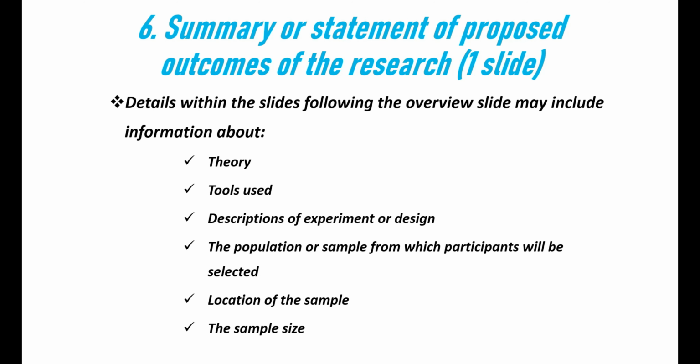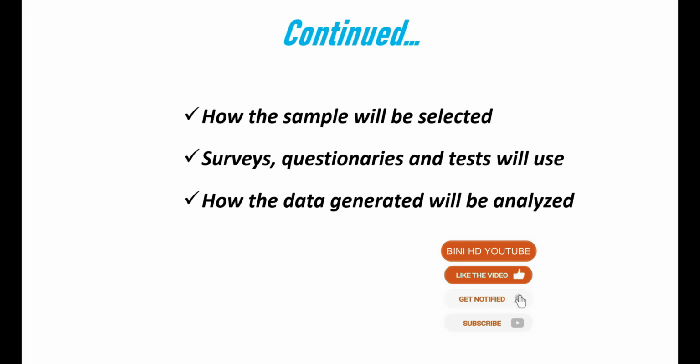Number 6. Summary or statement of proposed outcomes of the research. 1 slide. Details within the slides following the overview slide may include information about theory, tools used, descriptions of experiment or design, the population or sample from which participants will be selected, location of the sample size, how the sample will be selected, surveys, questionnaires, and tests to be used, how the data generated will be analyzed.